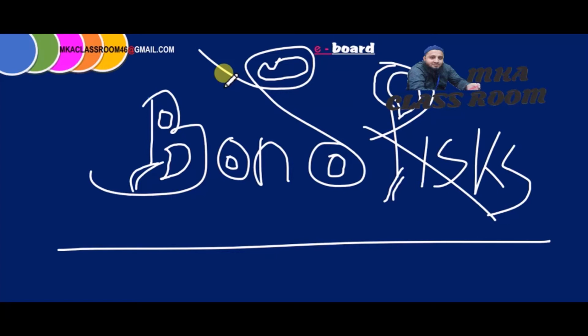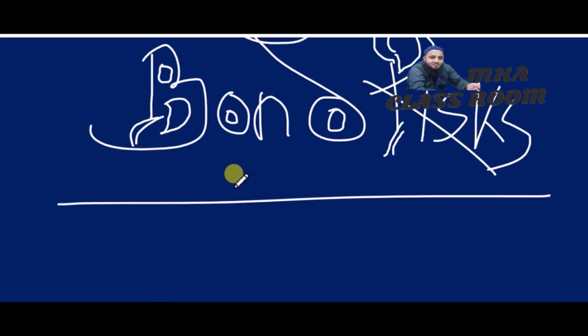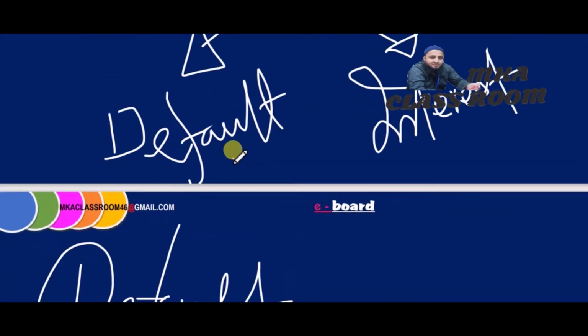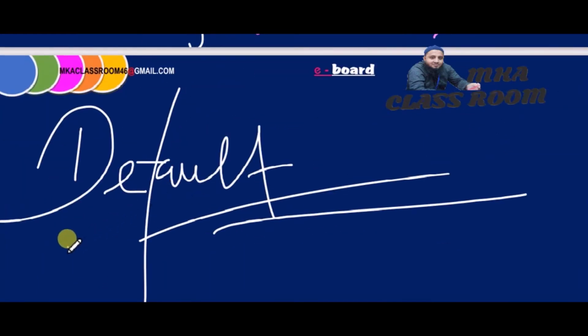So we know that bonds are less risky securities, though it is not risk-free at all. That's why it bears the two types of risks. One is default risk, another is interest rate risk. Now we will try to discuss these risks one after another. So bonds have two types of risks. One is default risk, another is interest rate risk. Now default risks.